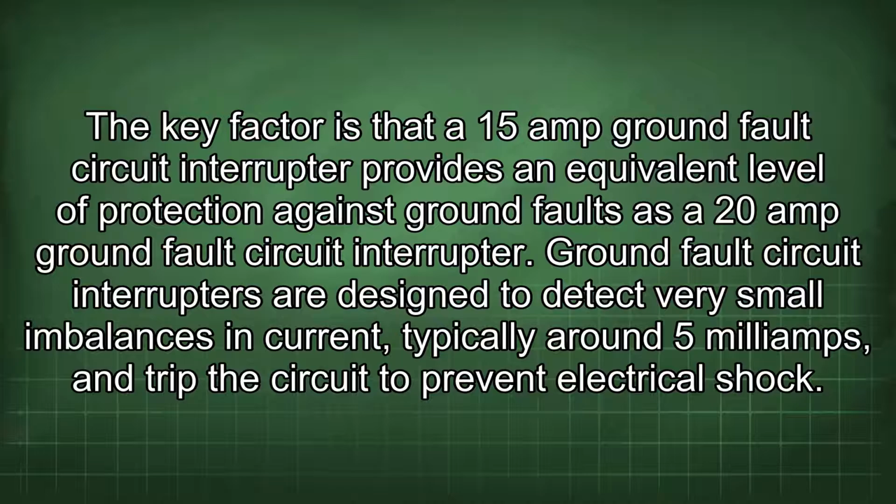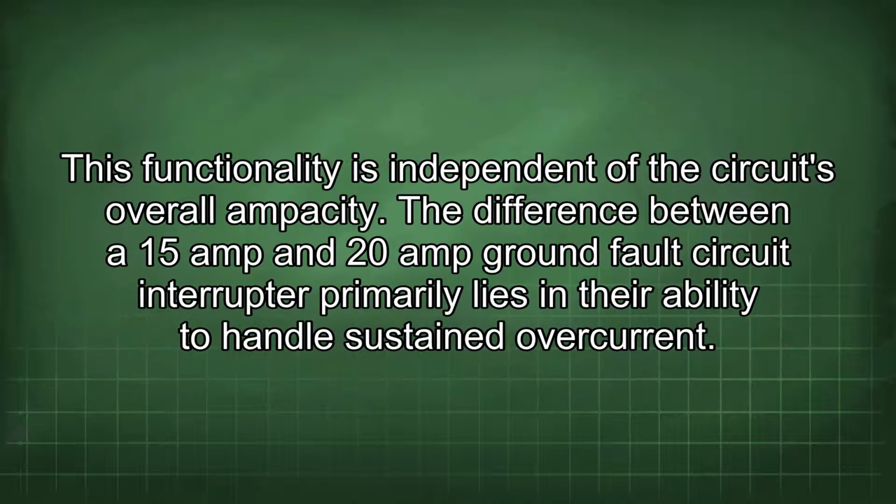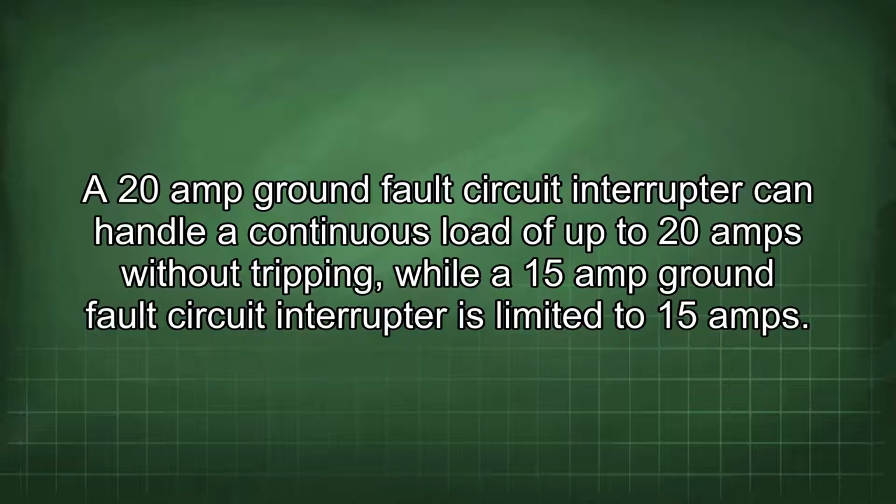Ground fault circuit interrupters are designed to detect very small imbalances in current, typically around 5 milliamps, and trip the circuit to prevent electrical shock. This functionality is independent of the circuit's overall ampacity. The difference between a 15 amp and 20 amp ground fault circuit interrupter primarily lies in their ability to handle sustained overcurrent. A 20 amp ground fault circuit interrupter can handle a continuous load of up to 20 amps without tripping, while a 15 amp ground fault circuit interrupter is limited to 15 amps.